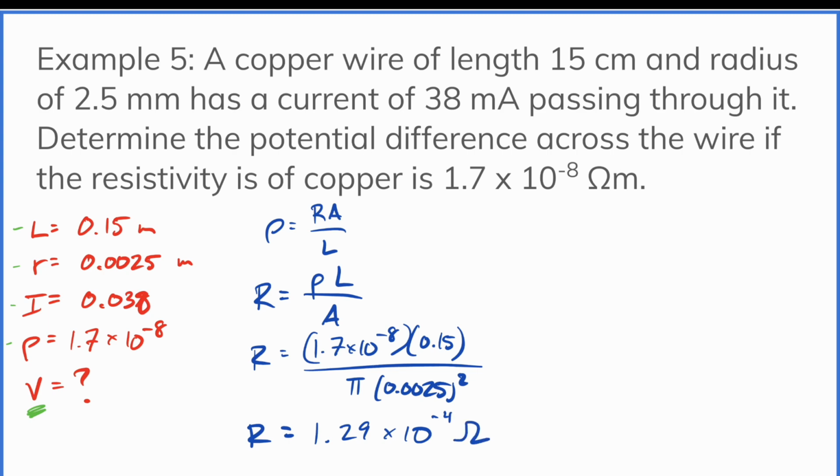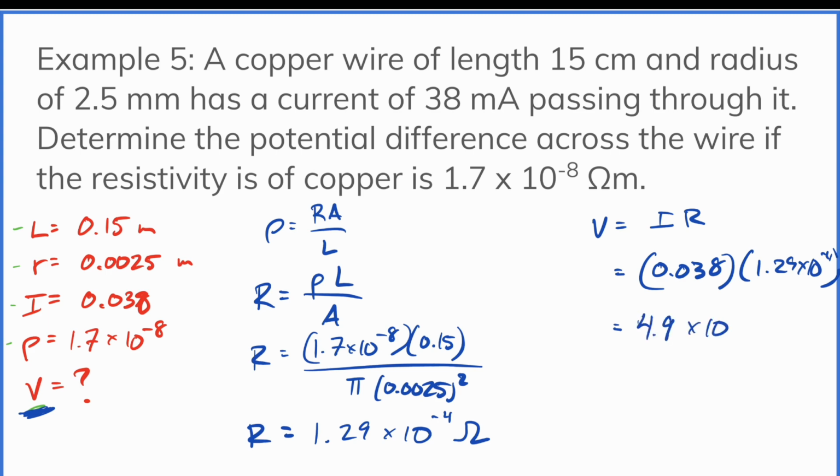From there, I can take the Ohm's law equation and calculate the potential difference. And so I can write it in the form V is equal to I times R, where I is 0.038, and we have 1.29 times 10 to the negative 4. And so we see we get a potential difference of 4.9 times 10 to the negative 6 volts.